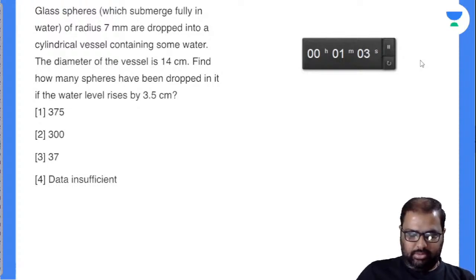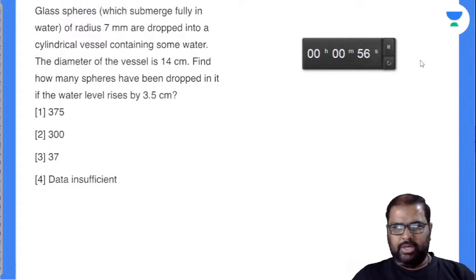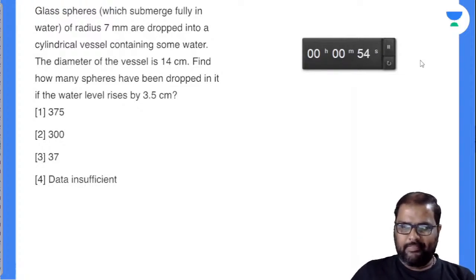One minute more. 300. Tushar, it is not 300, beta, right? Check your calculation once. You might miss out some point there.